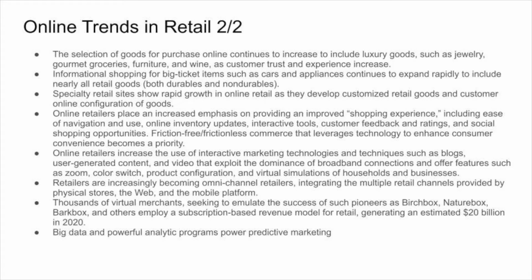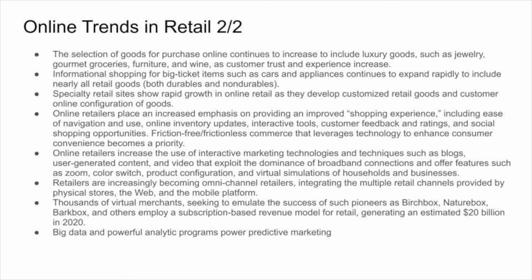As well, there's the increased selection of goods online. We're seeing a lot more items that we never thought of, like furniture and groceries. A lot of specialty retailers are growing up. These are some of the major issues that we're looking at. We're also seeing retailers put a lot more interactivity into their sites. So things like zoom, color switching, and being able to change product configurations are becoming more popular, so people can actually try the stuff on virtually. And as I say, a lot of these merchants are adapting to this new technology, and a lot of it is driven by big data.